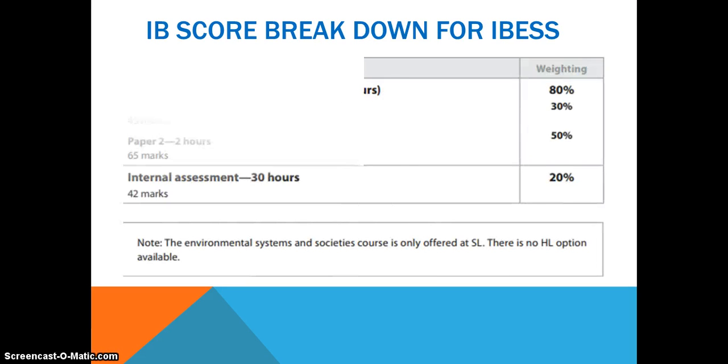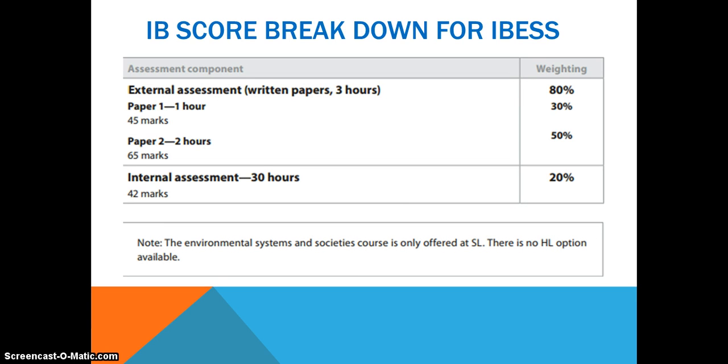Alright, so here's how the IB score will be broken down for this course. This is straight out of the official IB subject guide. So we have about 3 hours of external assessments. That's the stuff you have left over. Overall, that's going to be 80% of your score for the IB exam.